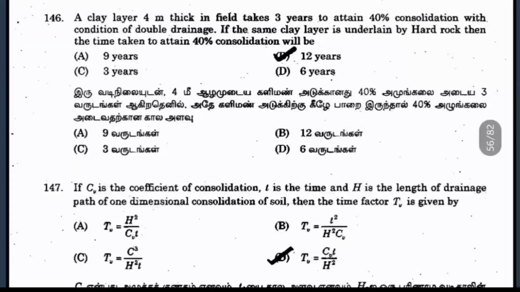So we have studied in the consolidation unit that double drainage will be 4 times faster than single drainage. So here, for double drainage, it takes 3 years. It is faster than the single drainage, so single drainage is 4 times slower. So you have to directly multiply that 3 years into 4, and you get the answer as 12 years.